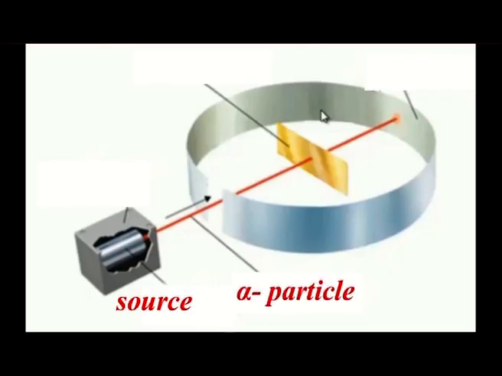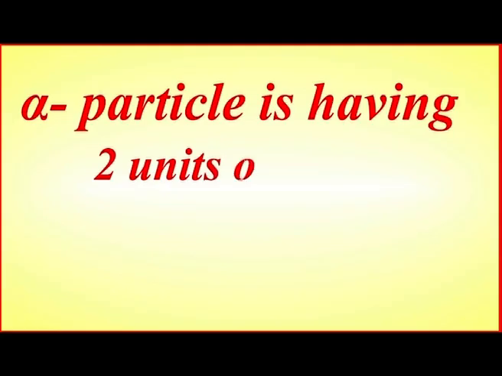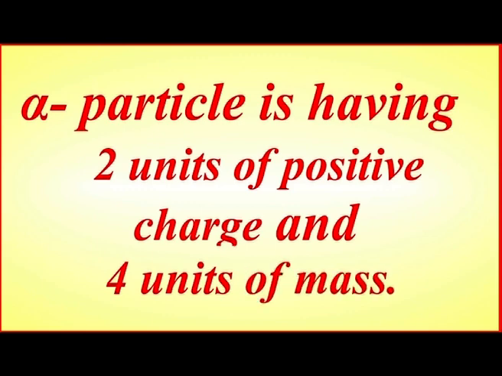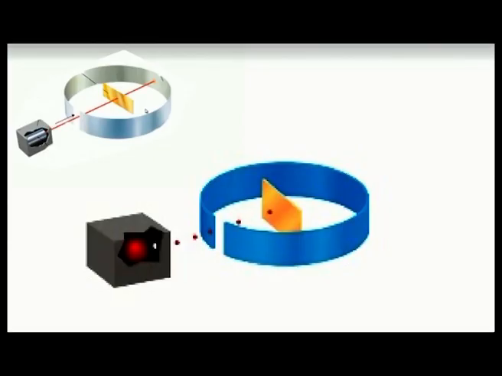Here, alpha particles are generated by a source. And these alpha particles are allowed to pass through a gold foil. And the observations are recorded on the fluorescent screen. Alpha particle is having 2 units of positive charge and 4 units of mass.